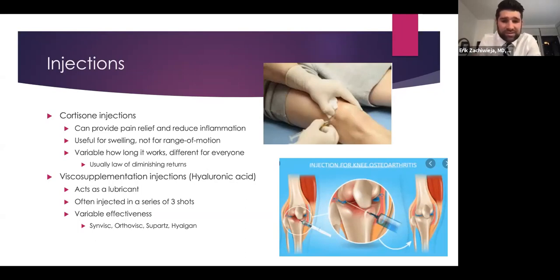This is very similar to the same type of thing that athletes get in their joints, or you may have gotten in your shoulder or multiple areas throughout the body. And they can be very, very effective at providing pain relief and reducing inflammation. Unfortunately, they typically won't improve your range of motion. So if you have developed stiffness, that may not improve, but pain relief is the number one goal following a cortisone injection.